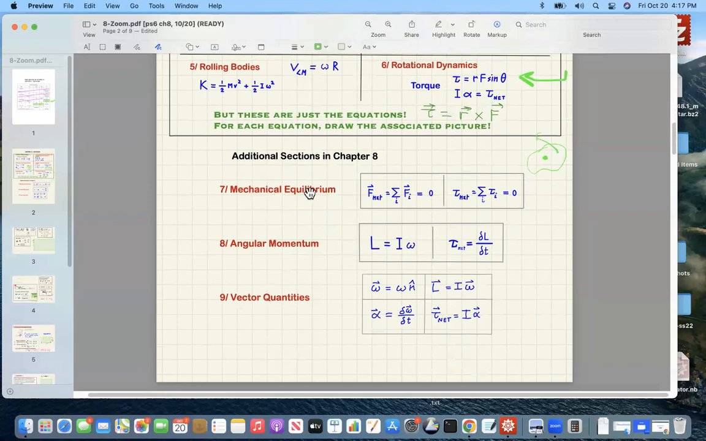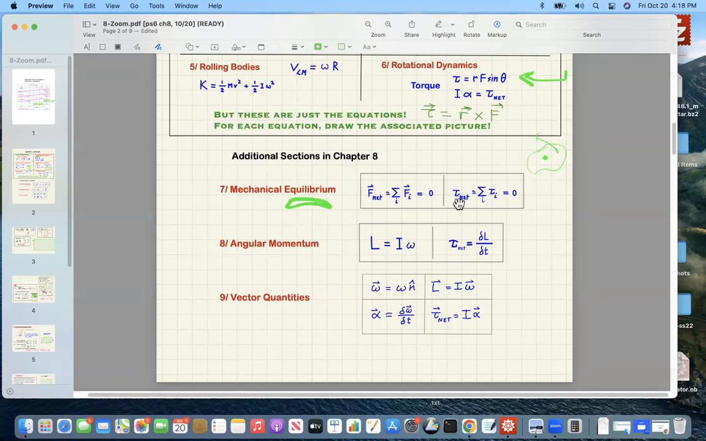There's a section on mechanical equilibrium. An extended object is in equilibrium if the net force is 0 and the net torque is 0. So in other words, the net force vector, the sum of all the force vectors that are acting on the object, must be 0 to be in equilibrium. Otherwise, it would accelerate by Newton's second law. So this is only for equilibrium.